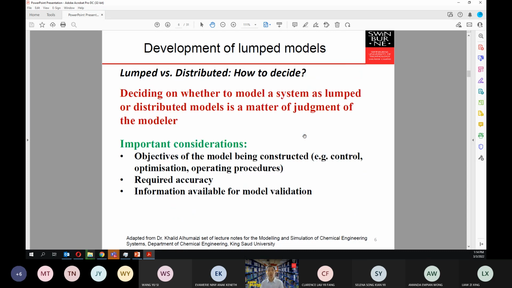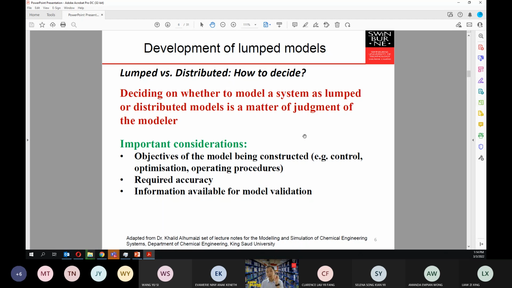So the next question will be, why do I have to choose lumped or distributed, for example? It goes back to the judgment of the modeler. What is the important consideration? What is the objective of the model being constructed? Is it for control? Is it for optimization? Is it for operating procedure? Or is it only to calculate the bigger mass balance of your system? Depending on the required accuracy, you can decide whether you can deal with the lumped model or the distributed model.